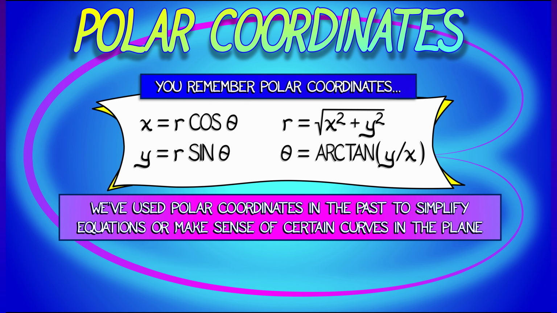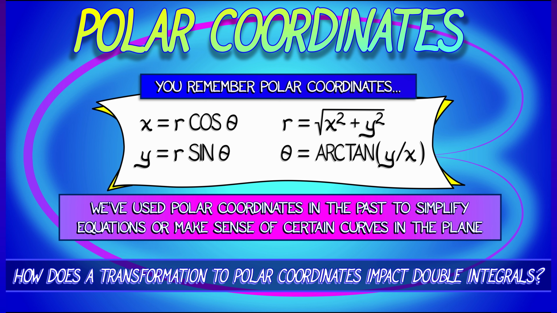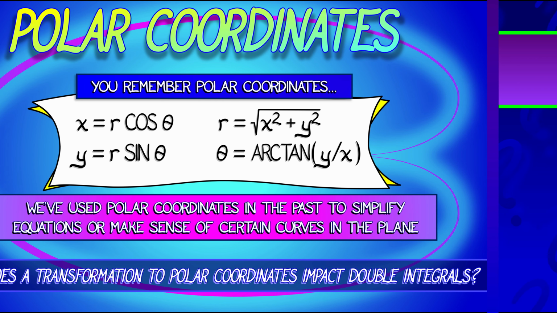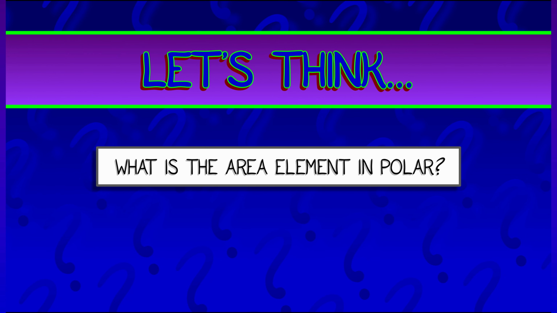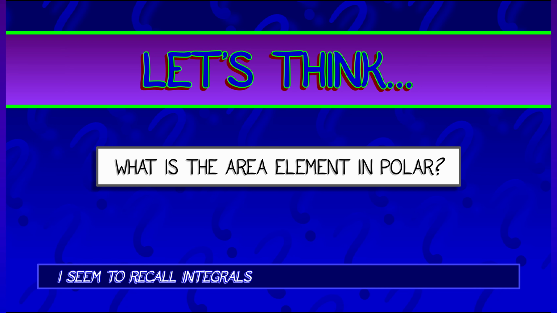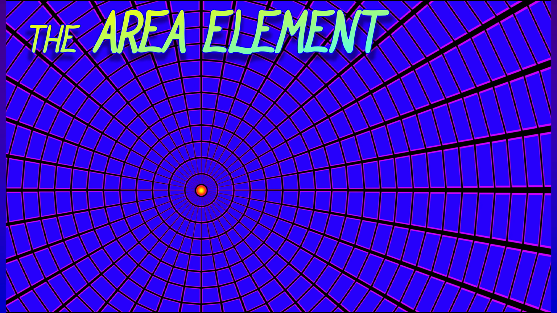Now, you've probably used polar coordinates in the past to work with certain types of curves in the plane, things like that. What we're going to focus on now is how to transform to polar coordinates to make double integrals simpler. And the way that we're going to approach this is by thinking in terms of the area element in polar coordinates. Now, you have to be a little bit careful because this area element is not dr d theta. Instead, it depends on the radial coordinate.